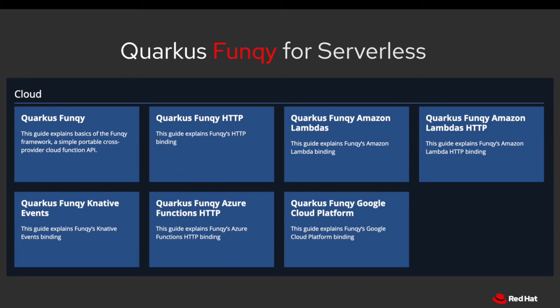So you can see here you can just deploy a Quarkus application with Funqy using the HTTP protocol, and also deploy to Amazon Lambda and the Knative event, and also HTTP with Azure Function and the Google Cloud Platform. I'm going to talk a little bit more about this in the demo. All right, let's jump into the demo: how Quarkus helps a developer write a function for multiple serverless platforms, including on-prem.